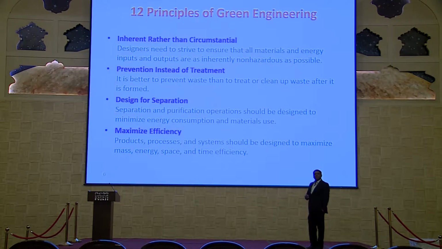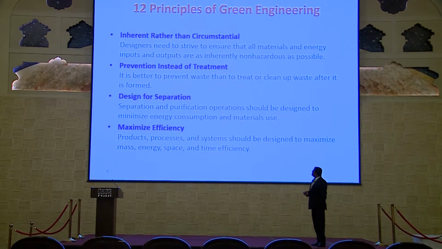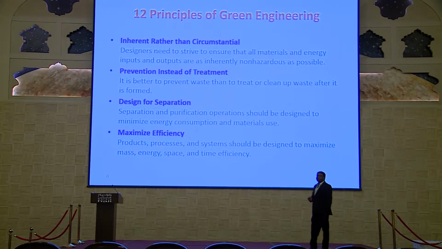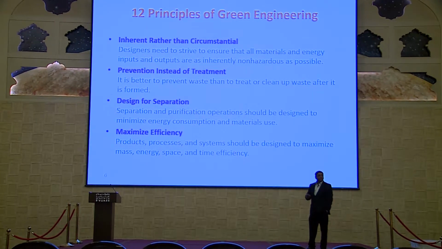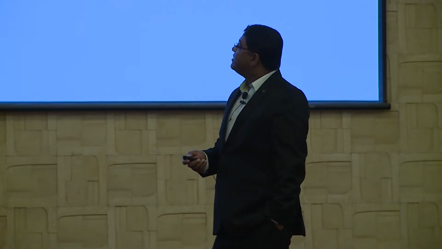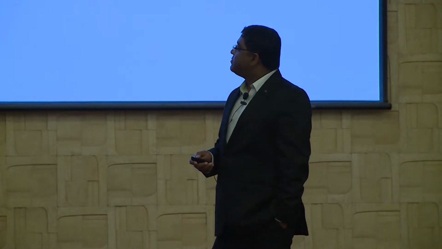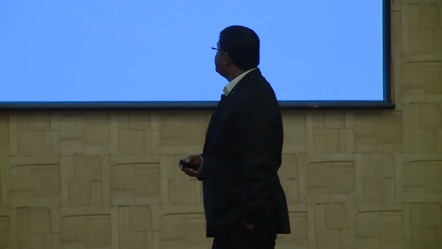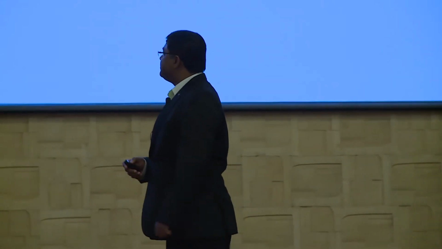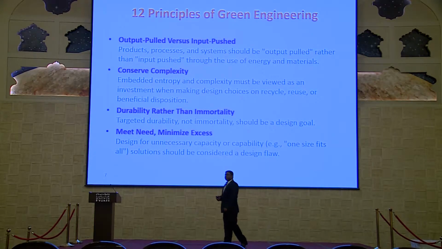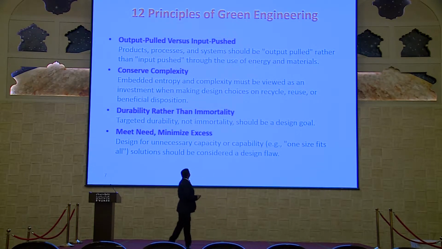So there are 12 principles for green engineering. It should be inherent rather than circumstantial, prevention rather than treatment. So in the design stage, include strategies so that you are not required to do the treatment. You can prevent it before it happens. Design for separation and purification operations should be designed to minimize energy consumption and material use, maximize the efficiency. Products, processes and systems should be designed to maximize mass, energy, space and time efficiency. And output pull rather than input boost.